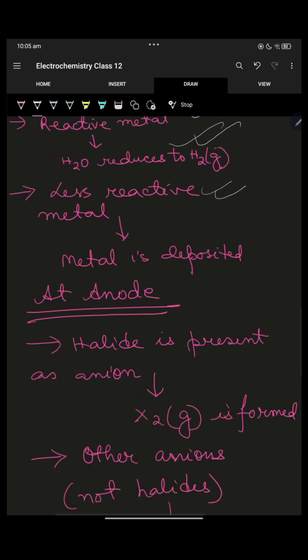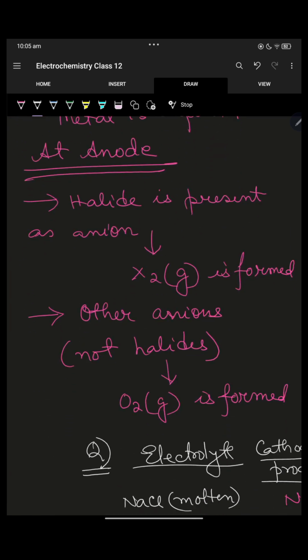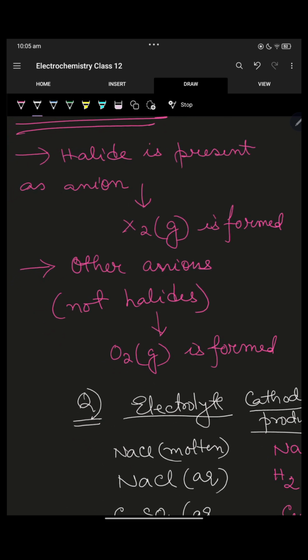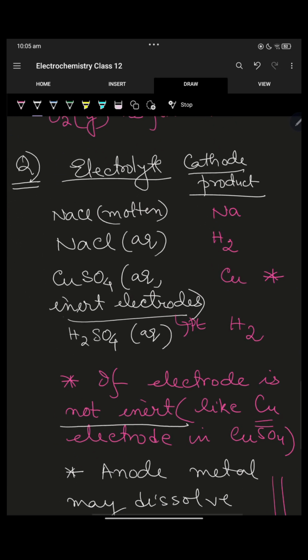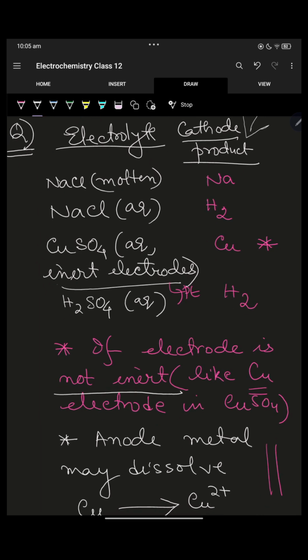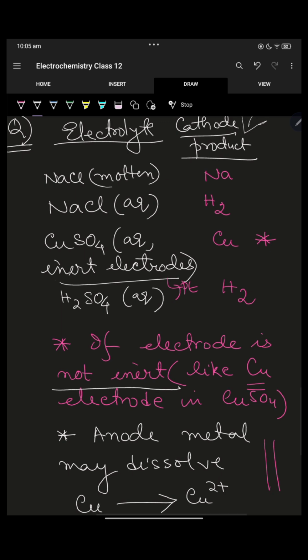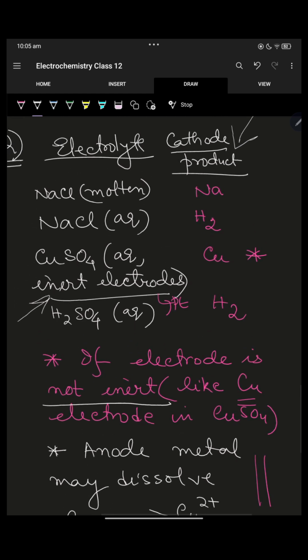At the anode, if a halide is present as anion, X2 gas is formed, and other anions which are not halides will give oxygen gas. So this is what is written: if the electrolyte is molten NaCl, what will be the cathode product? I have written the product also. If it is aqueous NaCl, what will be the cathode product? If it is aqueous CuSO4 using an inert electrode, can be a platinum electrode, non-reactive, then what is the product? For aqueous H2SO4, what is the product at the cathode?